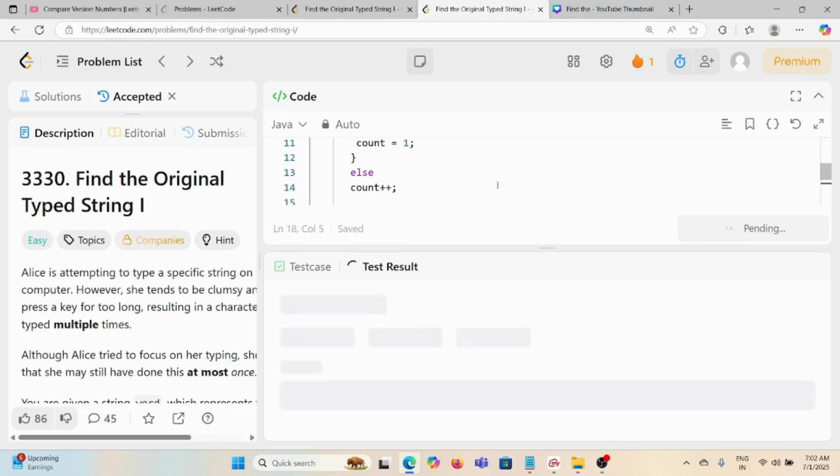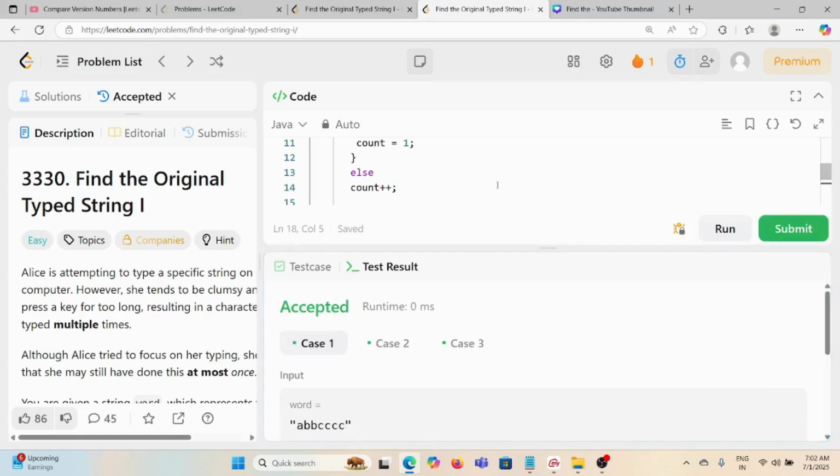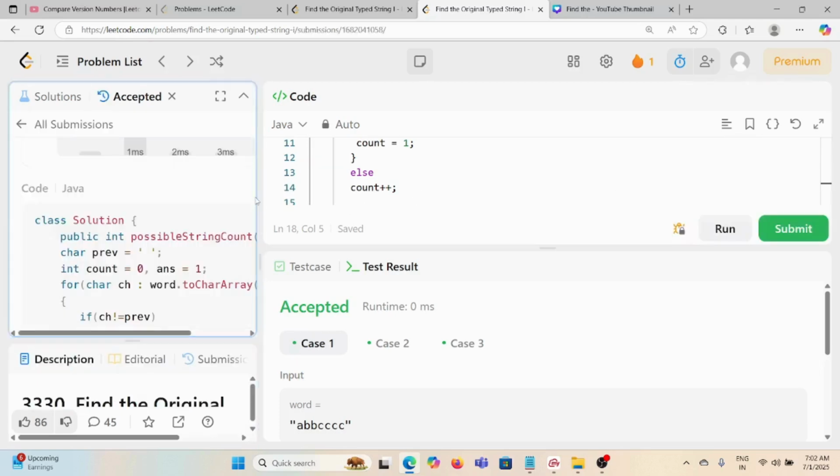We are doing all these things in a single pass, so it's O of n, that too in a single pass and without any extra space. So I am submitting it. So yes, it is submitted.